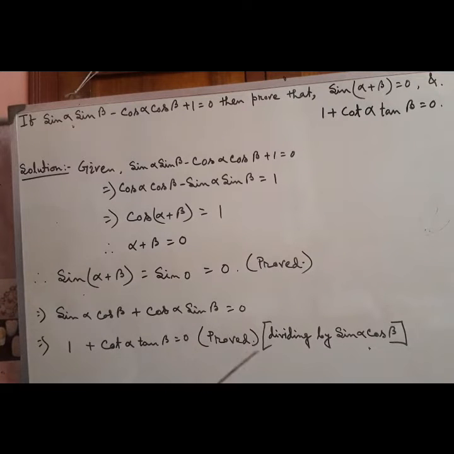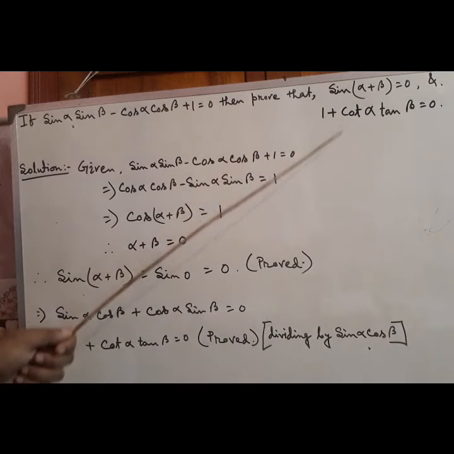Now dividing both sides by sin alpha cos beta, it will be 1, and this one, cos alpha sin beta by sin alpha cos beta, that is cot alpha tan beta. So ultimately we will get 1 plus cot alpha tan beta is equal to 0. That means both these required results are proved here.